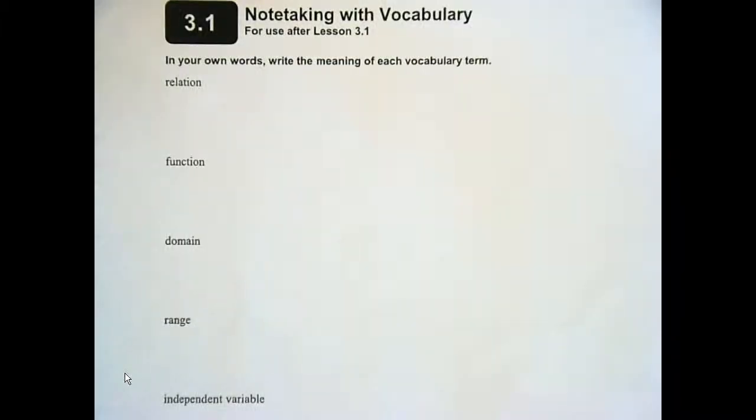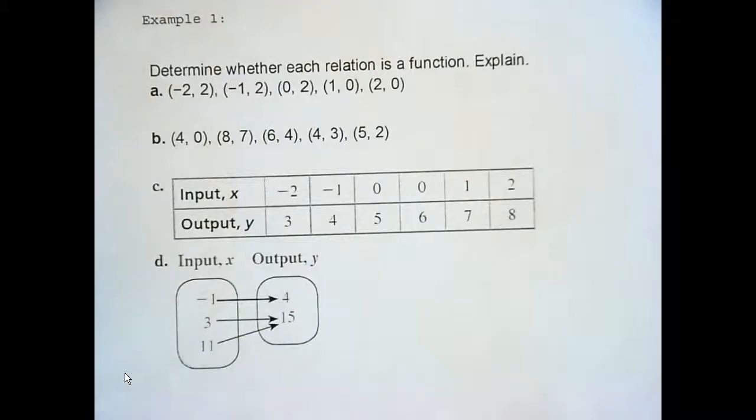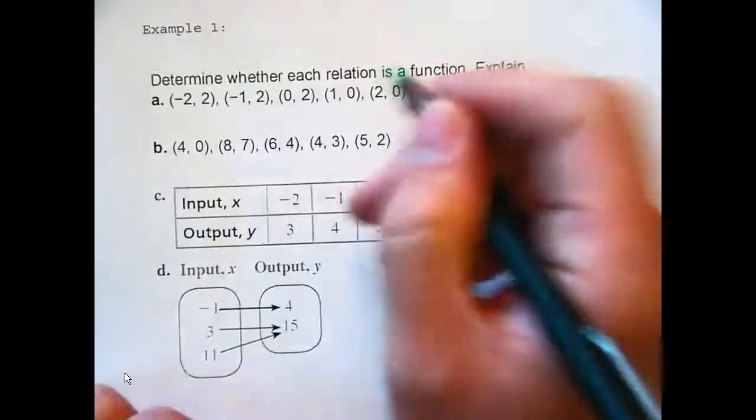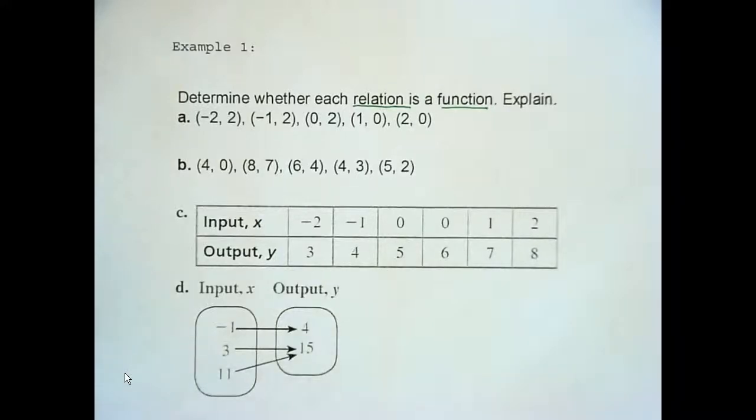All right. So let's try some of these and let's talk about what they mean. Chapter 3 is an amazingly big chapter. Okay, so let's study some of this stuff. A lot of it's going to be somewhat of a review, but the term relation and the term function. A relation is any ordered pair.